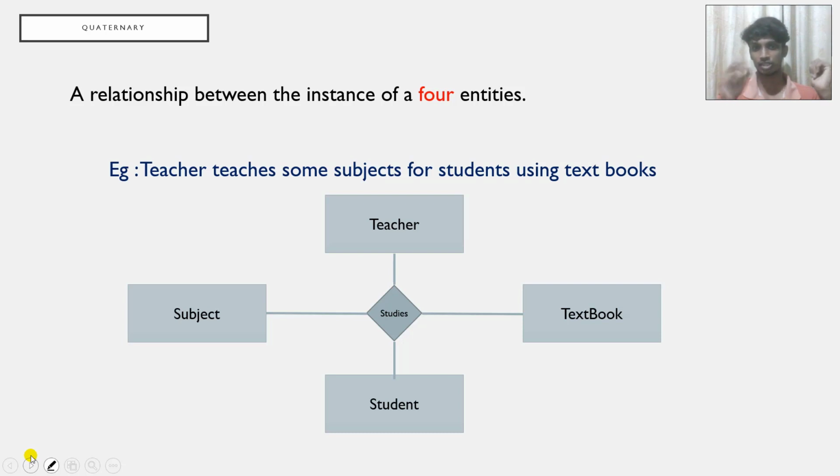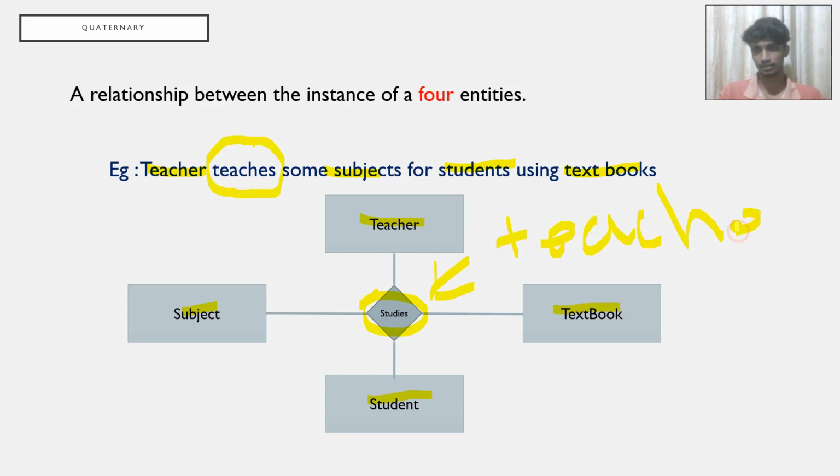So in here, teacher teaches some subjects for students using textbooks. So the teacher is an entity, subject is an entity, student is an entity, and textbook is again an entity. But the given relationship, or given verb, is teaches. But maybe you can define it as studies, or maybe you can define it as teaches. It depends on the context, right?